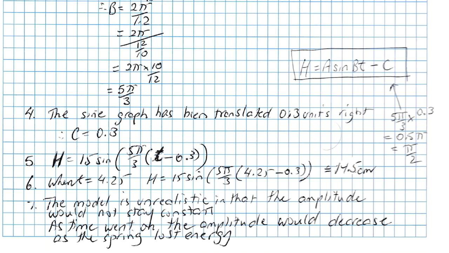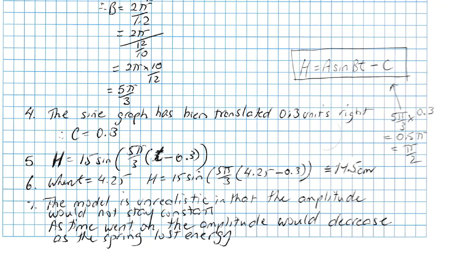Question 6 said to find the height of the spring after 4.25 seconds. So that's just a matter of substituting 4.25 in here for t. And if you do this on your calculator carefully, you get that it's 14.5 centimetres. Now, I said I was going to talk about setting out. Actually, this is not good setting out here. A little rule I have is that you should have only one equal sign per line. So this bit should come underneath here, and then your answer should come underneath that. I didn't obey my little rule there because I tried to fit everything onto one page.